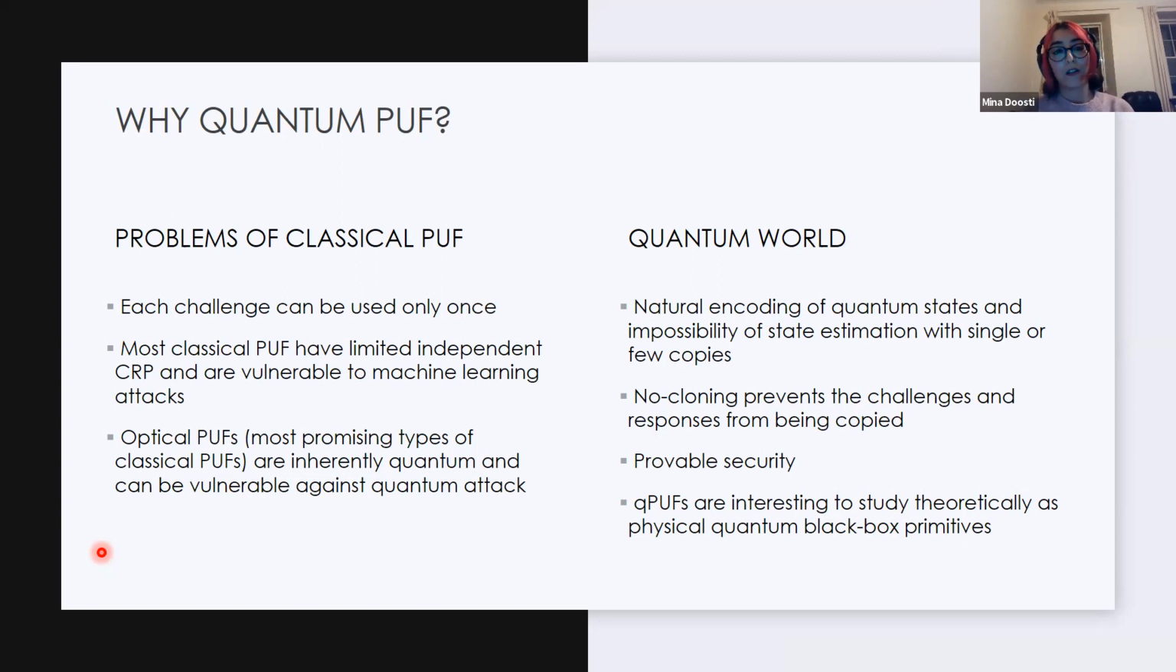For classical PUFs, when you use them as a key or a physical resource for cryptography, you cannot use each challenge more than once, because then it will be compromised and the security is broken for most of the applications that we know. One of the most important problems is that most of the classical PUFs are not secure. They're vulnerable to machine learning attacks, and they usually produce a limited number of independent challenge response pairs.